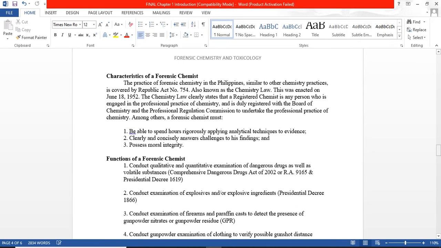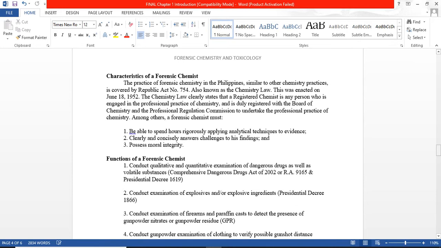Your functions of a forensic chemist. First is to conduct qualitative and quantitative examination of dangerous drugs as well as volatile substances. Ang mga dangerous drugs, you have your shabu, cocaine, your marijuana. Okay, Comprehensive Dangerous Drugs Act of 2002, which is RA 9165, and also your Presidential Decree 1619.